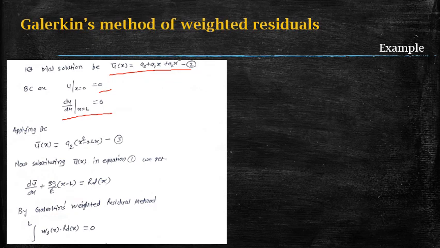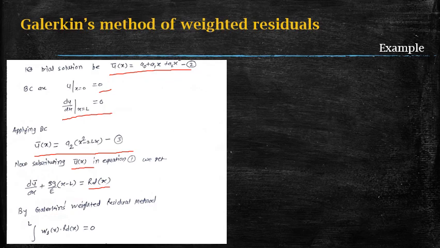If you apply these boundary conditions, we can rewrite our trial solution like this: u bar of x is equal to a2 into x square minus 2lx. Now upon substituting this trial solution in our governing differential equation, we can find out the error, or call it a residual. And further applying Galerkin's method of weight residual, we can write integral over the domain. Now your domain is the complete length of the bar, or it is a complete bar. And w1x into rdx is equal to 0.